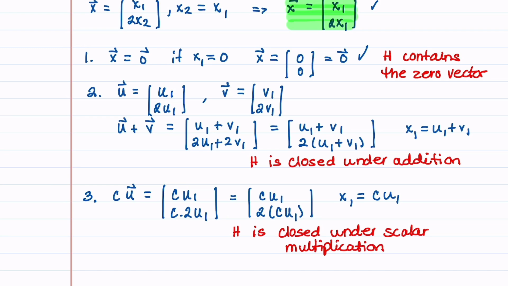Because our set H contains the zero vector, because it's closed under addition, and because it's closed under scalar multiplication, we can conclude that H is a subspace of R2.